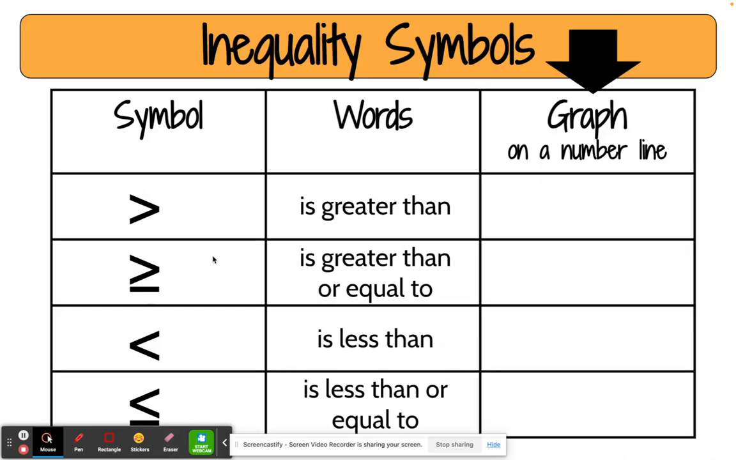So let's look at our graph. Is greater than, open circle, pointing to the right. This arrowhead matches this arrowhead. Is greater than or equal to, closed circle, pointed to the right. Is less than, open circle, pointed to the left. You remember from 6th grade, we always said left less. Less than or equal to, closed circle, pointing to the left.